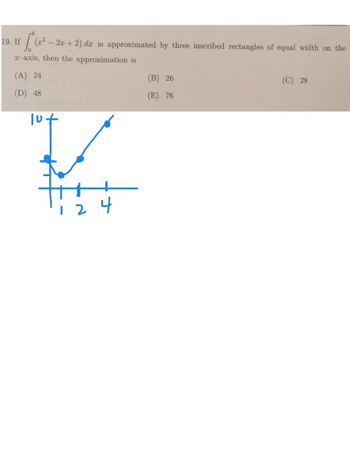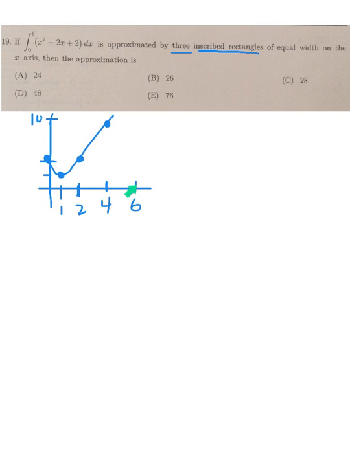So if you read the question, it says that the integral, in other words, the area under the curve from 0 to 6, is approximated by 3 inscribed rectangles, equal width on the x-axis. So if I'm going from 0 to 6, then each of my rectangles is going to be 2 wide. Watch, I'm going to have 1, 2, 3 rectangles.